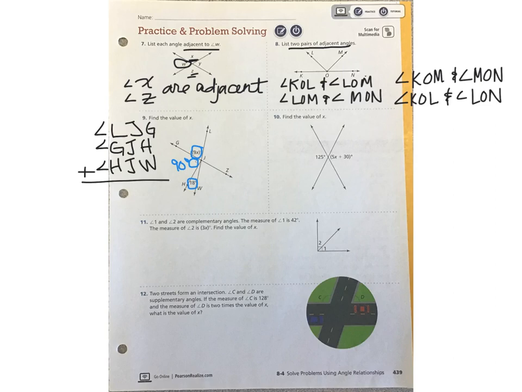Now let's look at number 9. In question 9, we are asked to find the value of x, which is right here inside angle LJG. What you might notice is that that angle, along with 2 others, creates this line right here, the one labeled LJW. And because all of those fall along a straight line, and a straight line has 180 degrees, then that must mean that the total of those 3 angles is also 180.